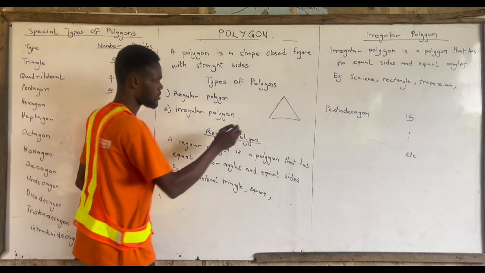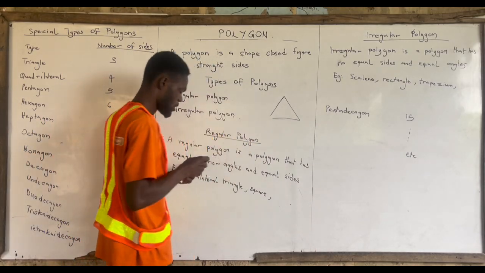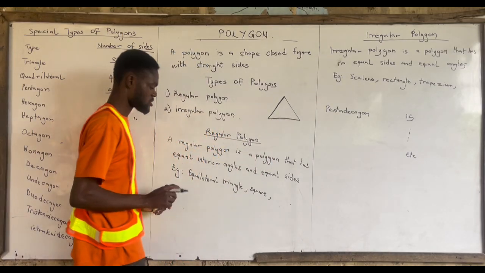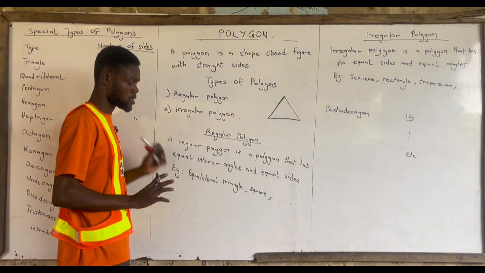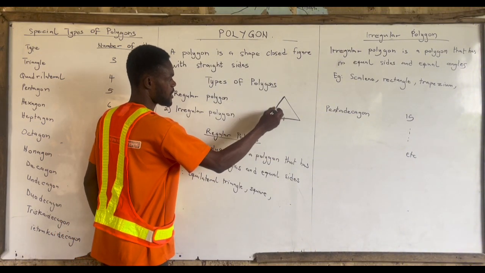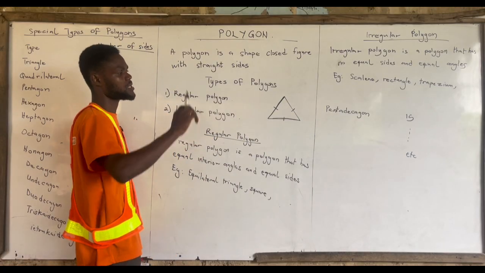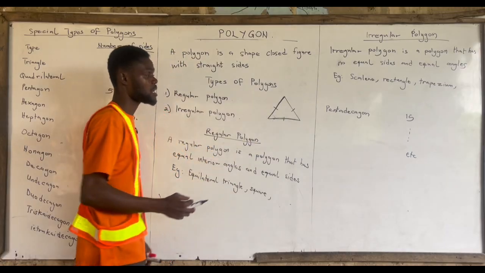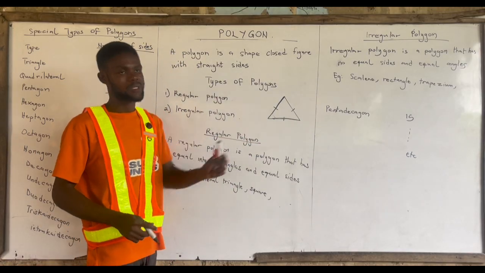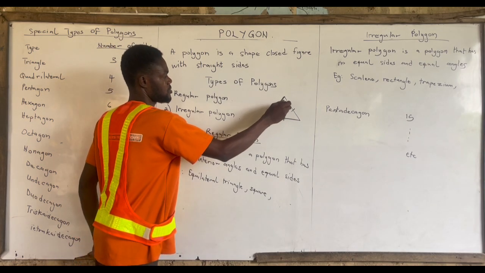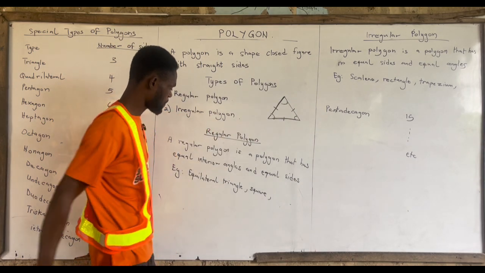Okay, so let me pick the equilateral triangle. For every equilateral triangle, all sides are equal. That is the property of the equilateral triangle. So in an equilateral triangle, you see something like this, telling you that all the sides are equal and all the angles are equal. Automatically, if all the sides are equal, the angles will be equal.